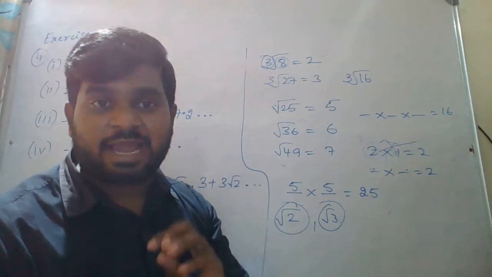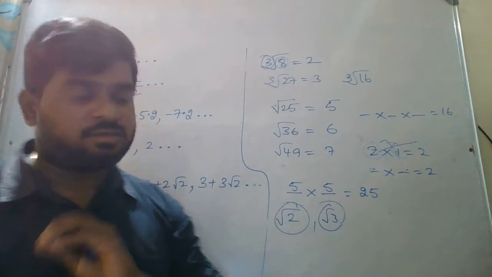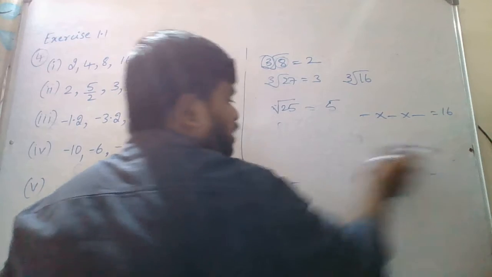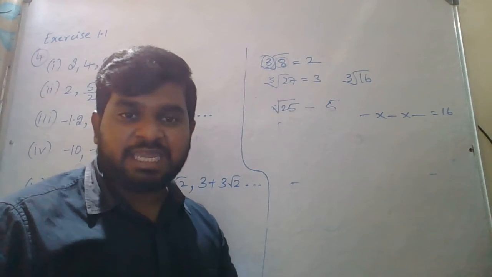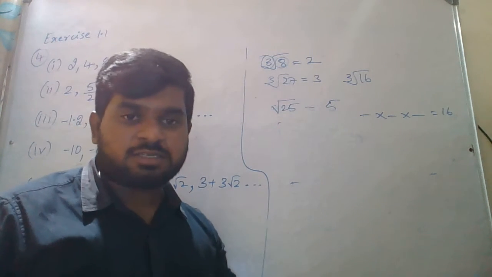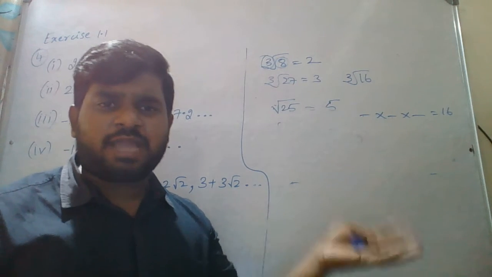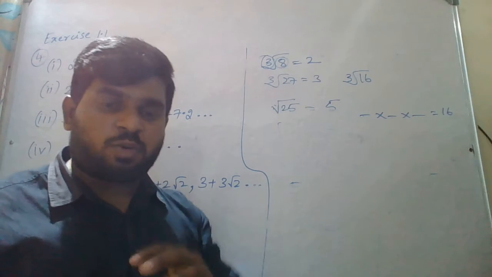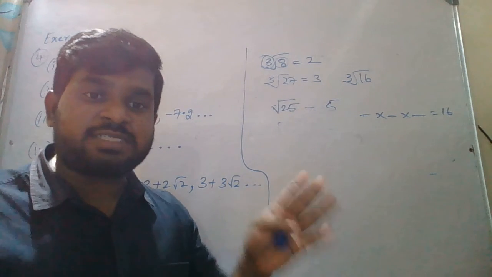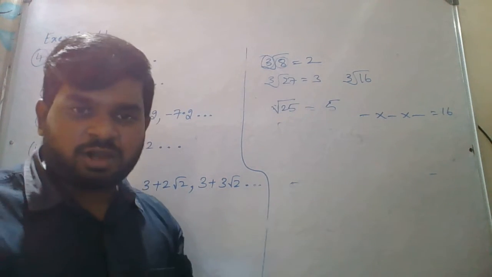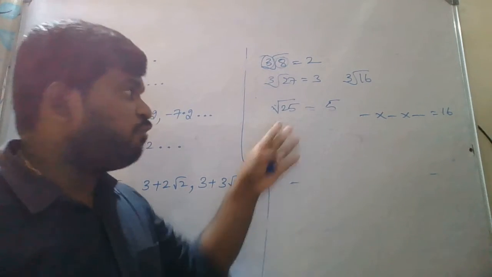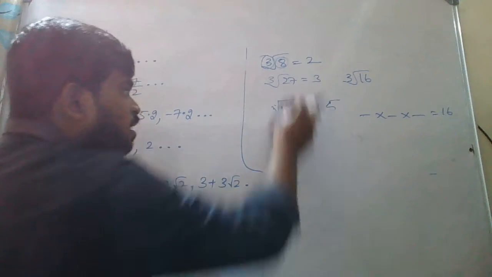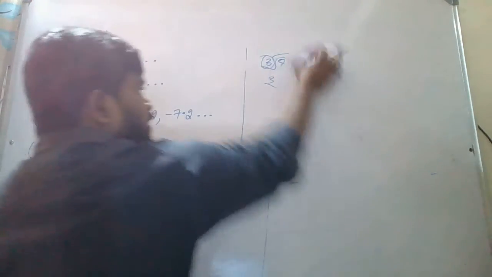Now, for irrational numbers, there is a rule for addition and subtraction. For example, if I ask you, what is 5 cats plus 10 chocolates? Come on, how can you add cats and chocolates? Cats is a different thing, chocolates is a different thing, right? What I am trying to say is you can add only the same categories. Chocolates with chocolates, cats with cats. Similarly, you can add only like irrational numbers.